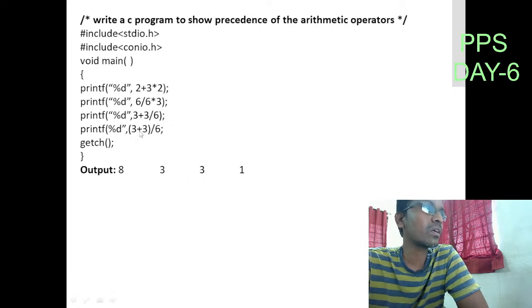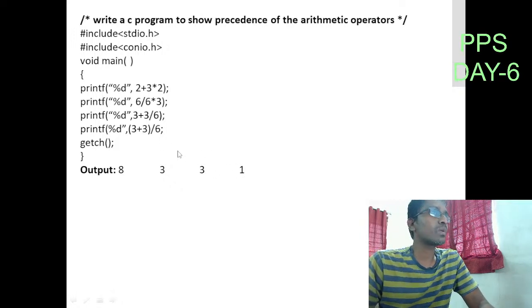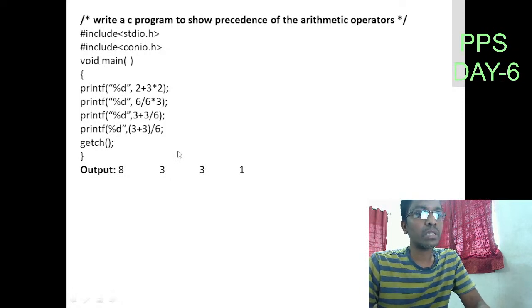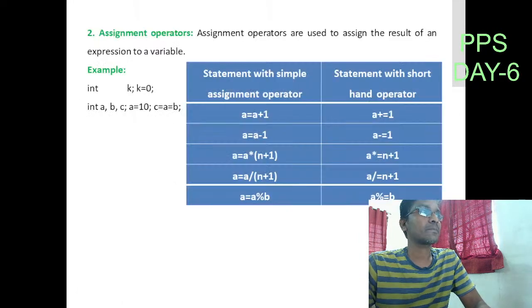So then I get 6 by 6, that is equal to 1. So that is the output of the precedence of the arithmetic operators. The parenthesis goes to the highest precedence, after that multiplication, and after that you can give division or modulus, and the last preference goes to plus and minus.